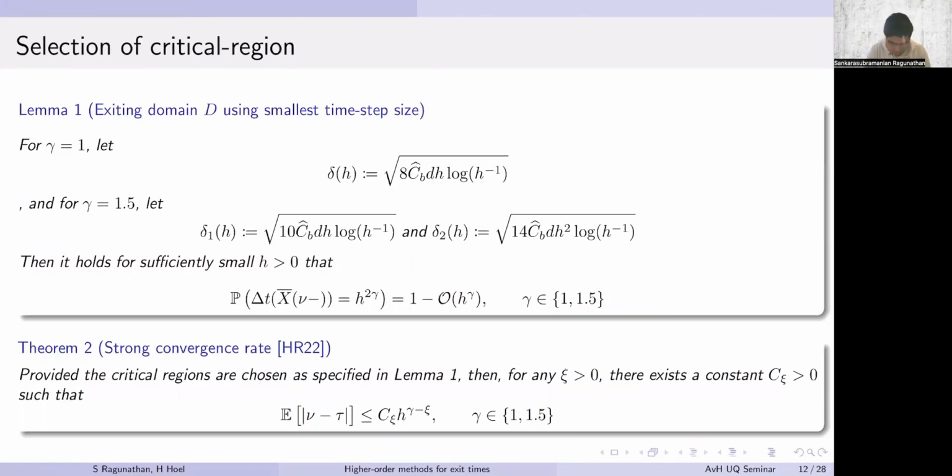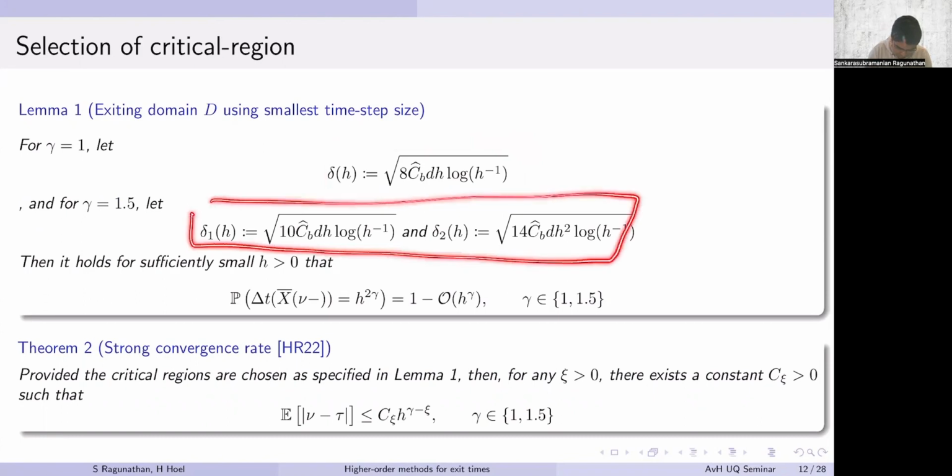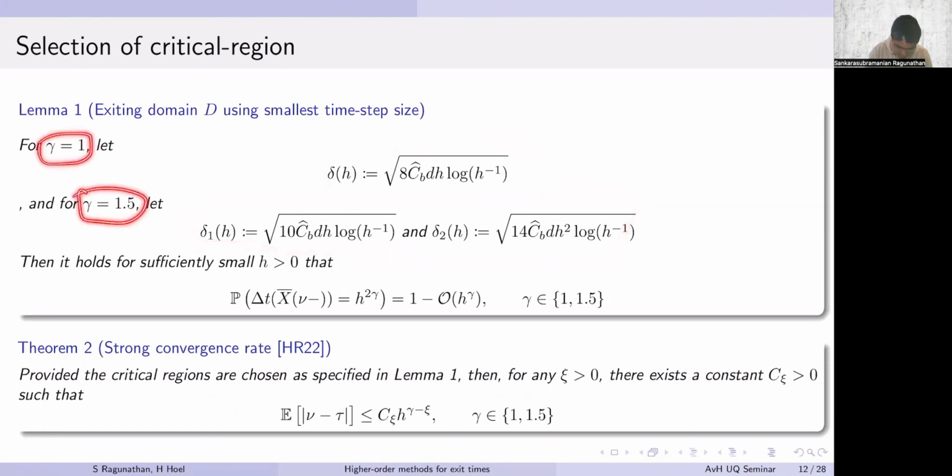So lemma 1 basically states that for the critical region parameters chosen as such, for both the order 1.5 scheme and the order 1 scheme, you can basically show that the probability of using the finest time step sizes is of order 1 minus order h to the power gamma. So this is the lemma that is there. And using this, we prove the theorem that the strong error in the actual exit time is of order h to the power gamma minus some epsilon, for some epsilon greater than 0. So this is the theorem that we would like to prove.